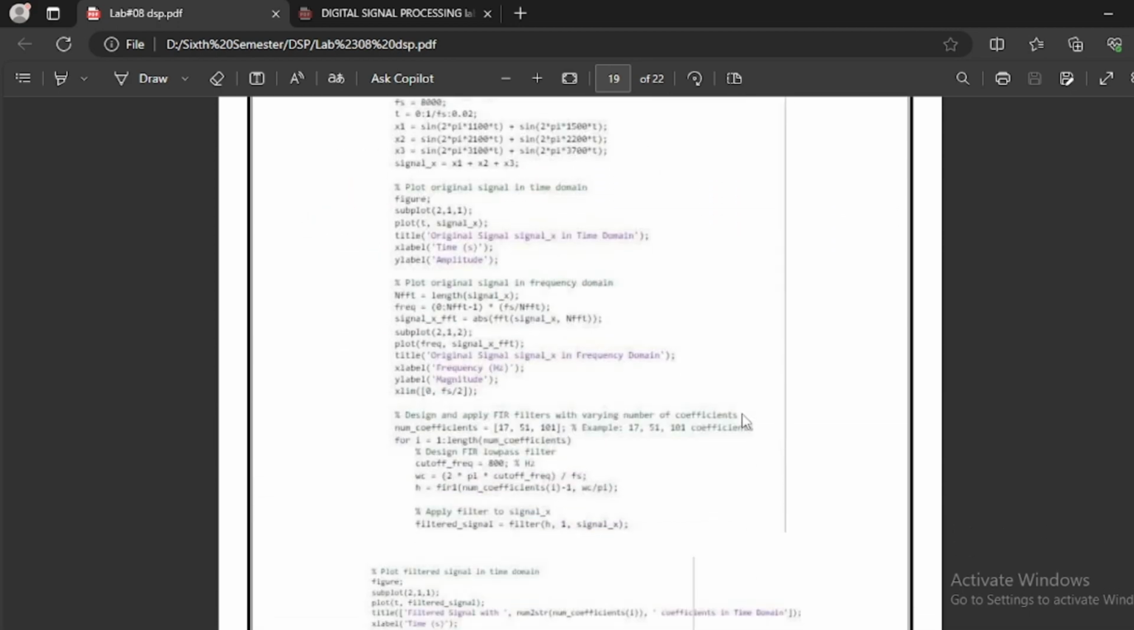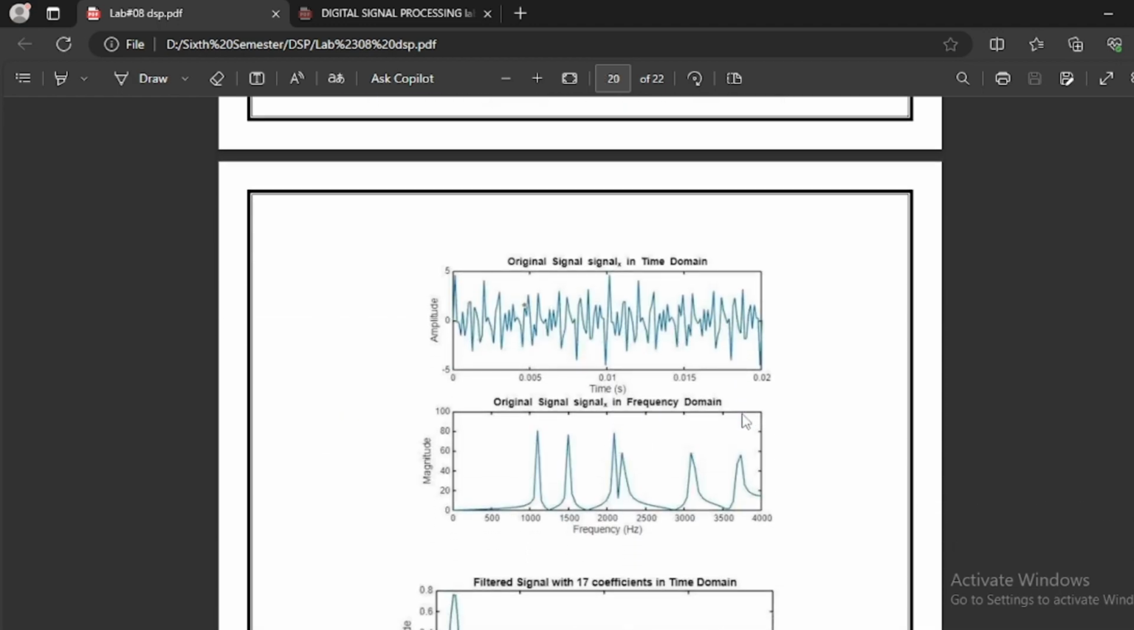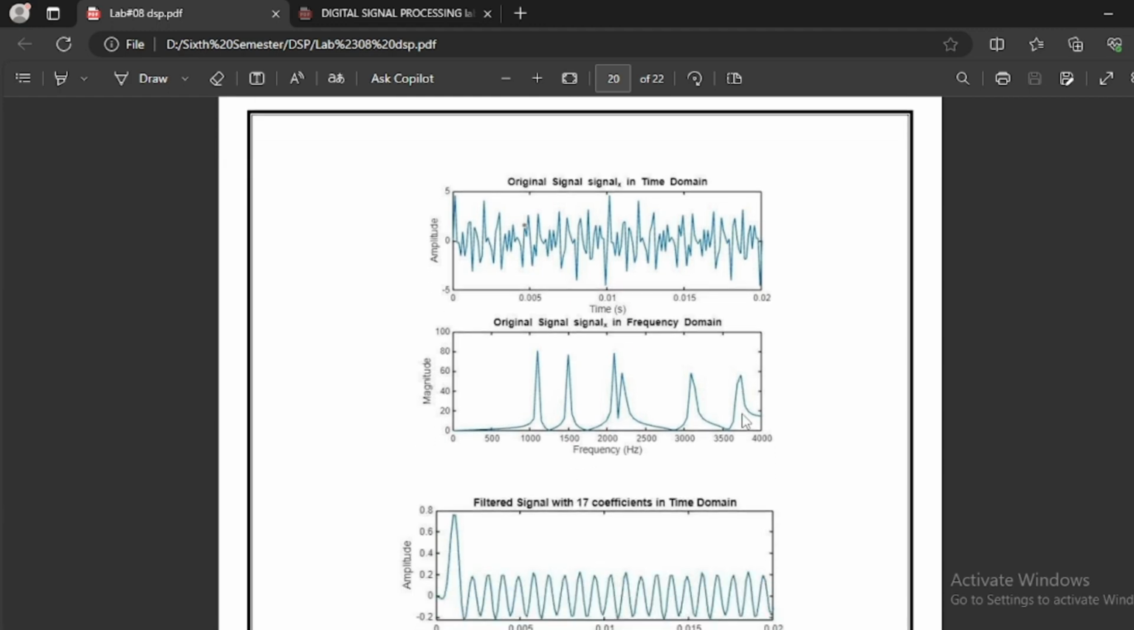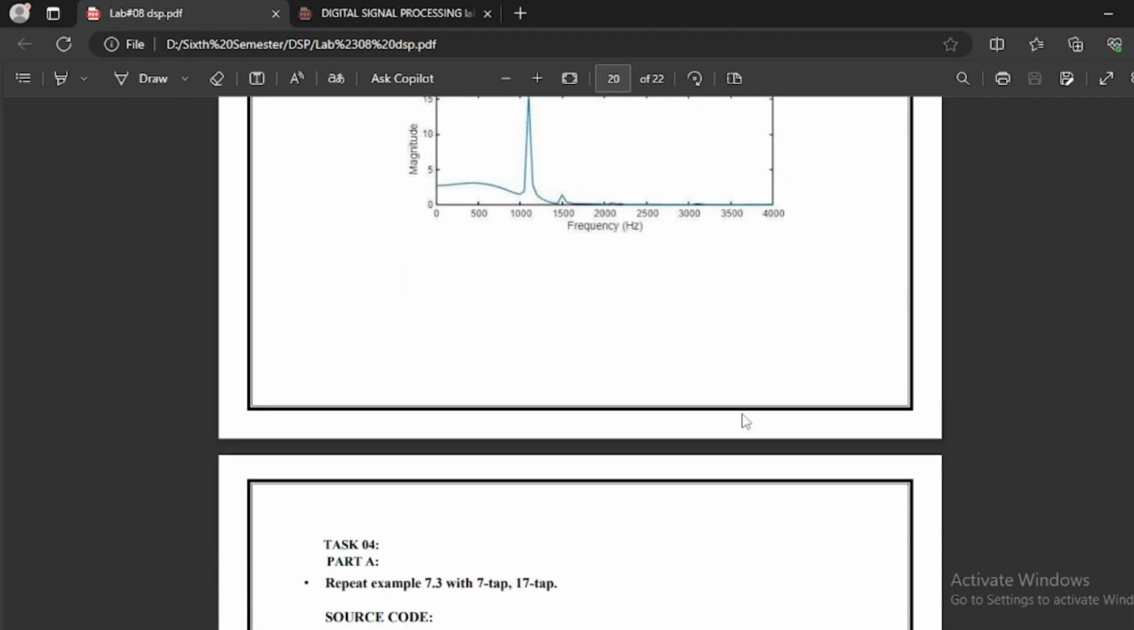Here is our source code and here is our output. In this output, first graph is the original signal in time domain, then original signal in frequency domain, then filter signal with 17 coefficient in time domain and filter signal with 17 coefficient in frequency domain.